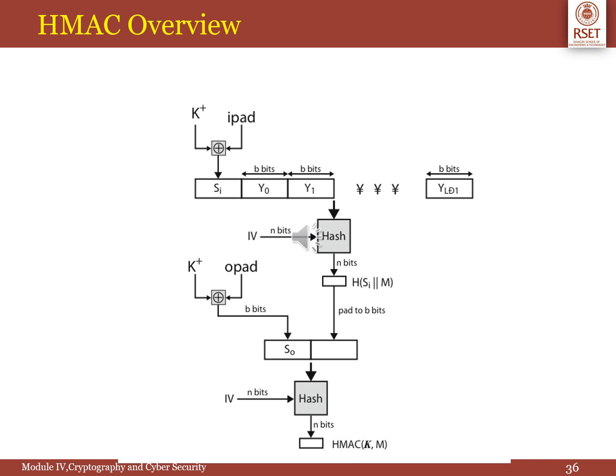In the next round also, the key is appended with some values to form K plus, and it is added with some more bits called the opad to make it of the size B bits. B is equal to 512 and it is named as So. So is appended with the n-bit hash value, and this So along with the hash value is given to the hash function to generate the HMAC.